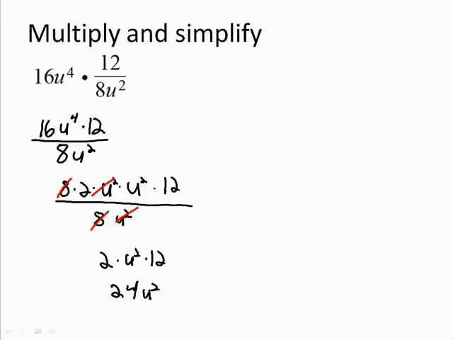This expression has to have the same domain as the original expression. You took a u squared out of the denominator. If that u squared is equal to 0, then the denominator is equal to 0 and the entire expression is undefined. So u squared cannot be equal to 0. Solve this equation for u. Take the square root of both sides. U cannot be equal to 0. So the simplified expression is 24u squared, where u is not equal to 0.